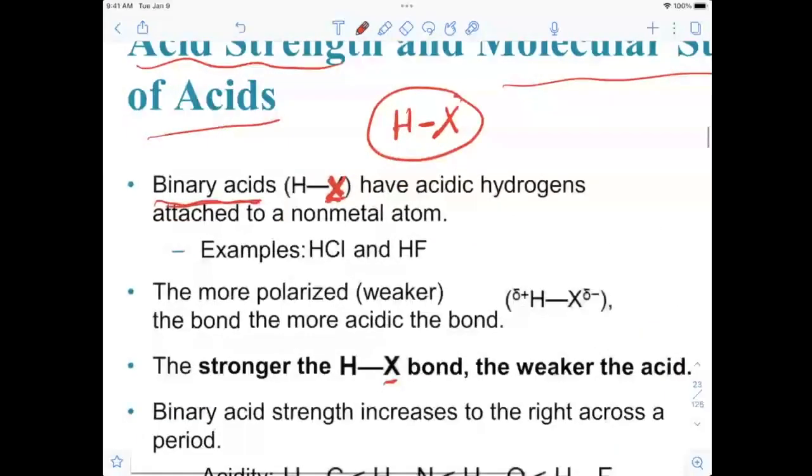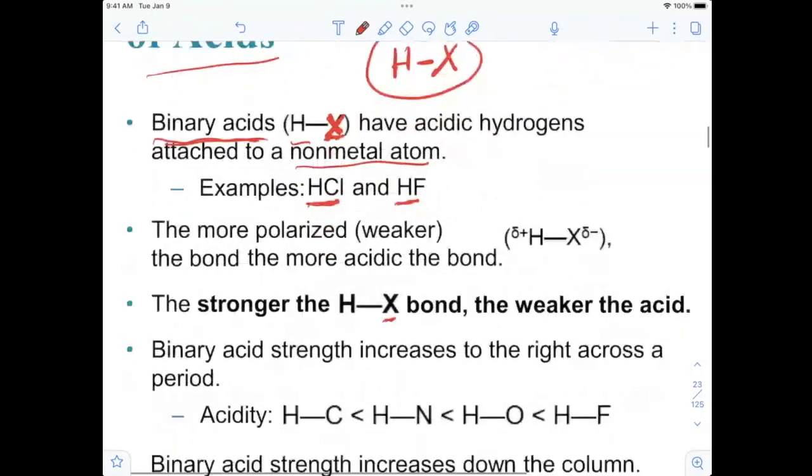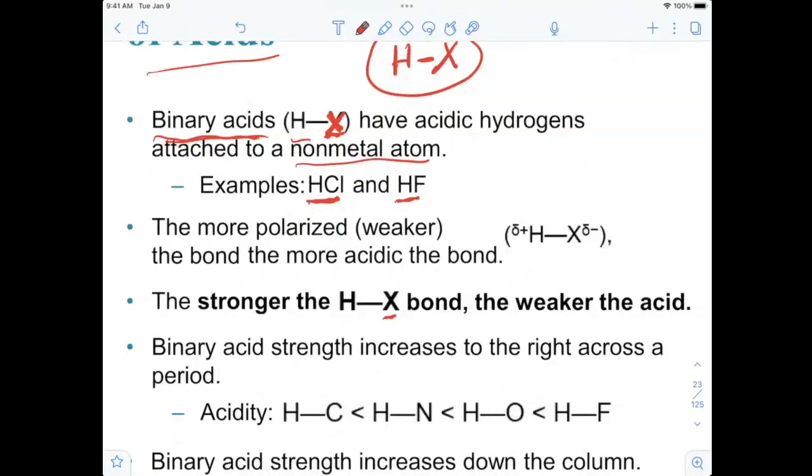So back to this, your binary acids, a hydrogen attached to a nonmetal. They give you examples here, hydrochloric acid, hydrofluoric acid. And then they're telling you in general, the more polarized the bond, the more acidic the bond. Okay, when you get to organic chemistry, once again, they will talk about acidic bonds or polar bonds. Remember 1411.